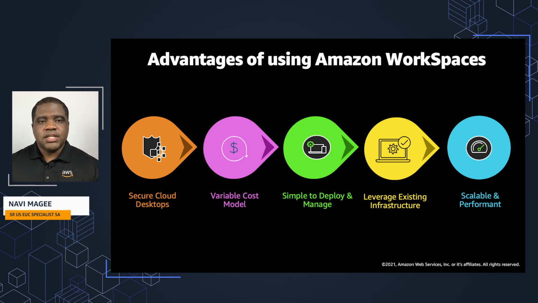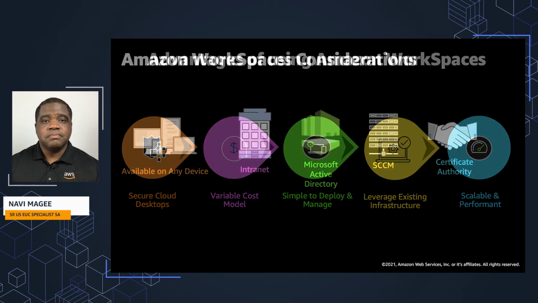The third one is the ability to simply deploy and manage when needed. And this can be done through the AWS Management Console or programmatically. The fourth one is leverage existing infrastructure. You can leverage your current applications that you've already packaged and deployed internally and deploy them on Amazon Workspaces. And finally, it's a scalable and performant solution. We provide a wide array of options, a wide array of bundle types that can be used by your users, and you can select a mix of different options when needed.